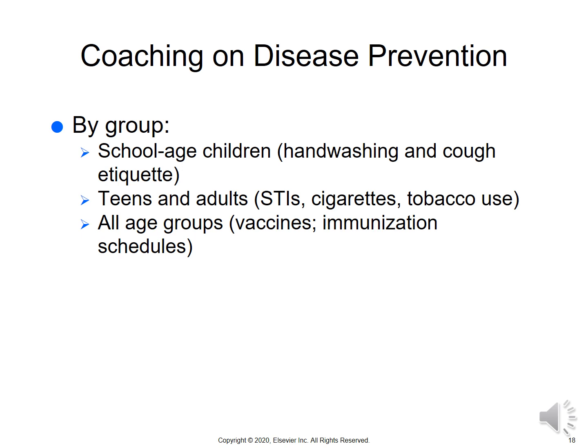Talking to teens and adults, teaching about ways to prevent sexually transmitted infections, or STIs, and the risk of using cigarettes, smokeless tobacco, e-cigarettes. All age groups, including parents, should be coached on vaccines and recommendations for that specific age group. Childhood immunization schedules can be found on the website cdc.org.